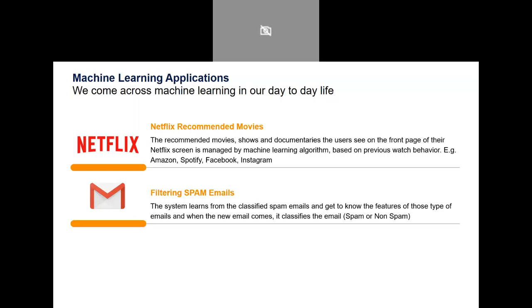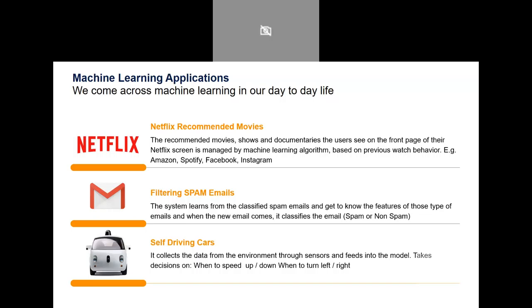It depends on how heavily you use Gmail in your day-to-day work. If a huge number of spam emails get dropped into your inbox, this makes your life difficult. You need to delete them, and at least spend a couple of minutes looking into them. If they go directly to spam, it's much easier for you. So this is one way of artificial intelligence in our daily life.